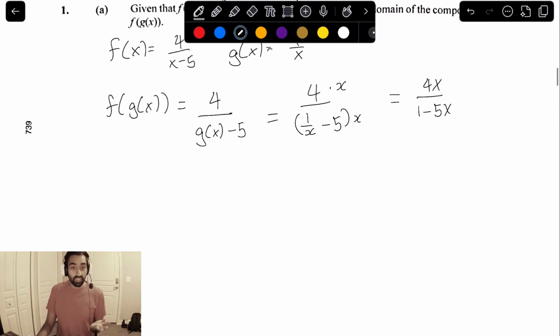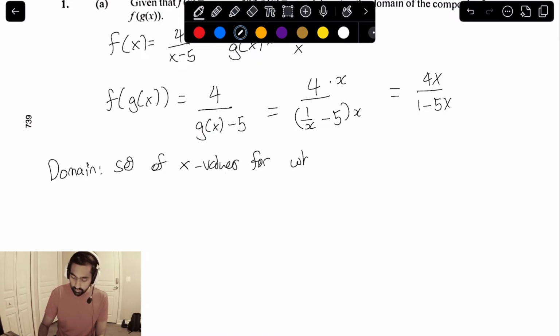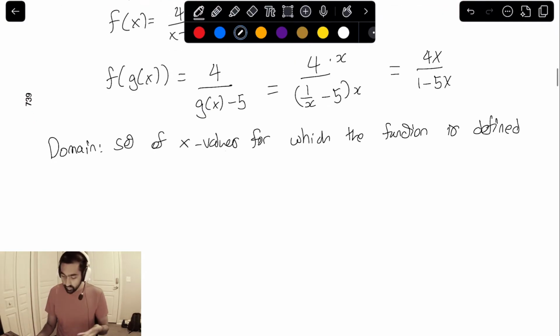We're asked to find the domain. First thing that we should do is remind ourselves what the domain is. The domain is the set of x values for which the function is defined. And the most important thing that you need to keep in mind for domain questions is that you have to make sure that the denominator is not equal to 0. Or if you have a square root, the thing that's inside the square root has to be greater than or equal to 0. So for here, the denominator is 1 minus 5x.